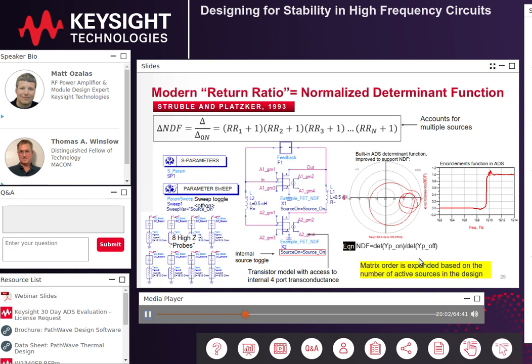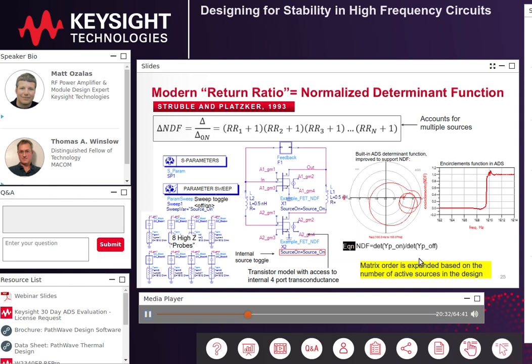Now, in the working example, I only had one active element, so in that case, the NDF just equals return ratio. But in the case I'm showing here, I've got an expanded example where I added another transistor in parallel with the amplifier and feedback. So now I have 2 active elements. In this case, I'd need to access the intrinsic transconductive sources for both, which effectively doubles the number of terminations. And then I would look at the normalized determinant function and again count the encirclements, just like I did for return ratio.